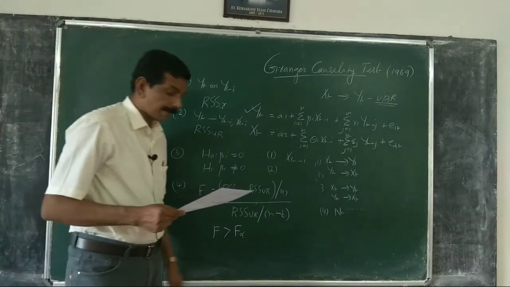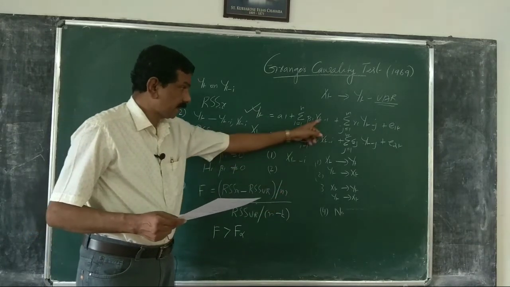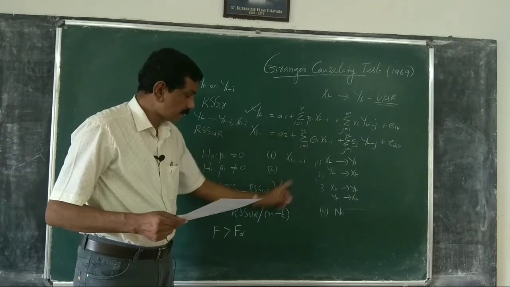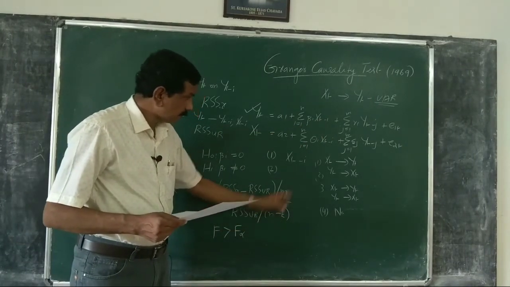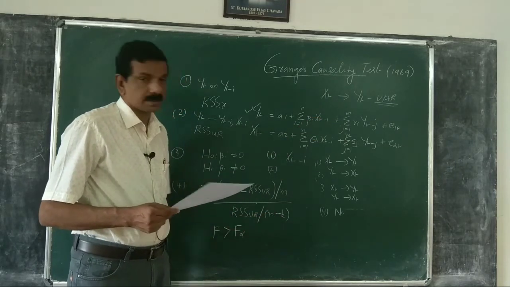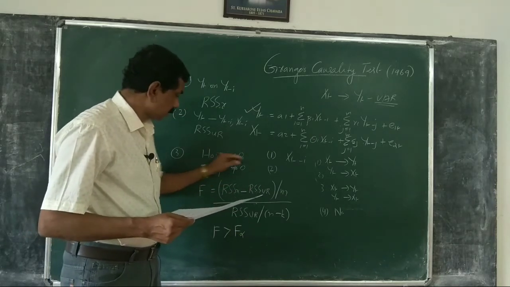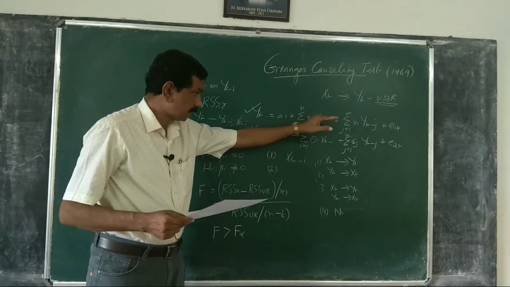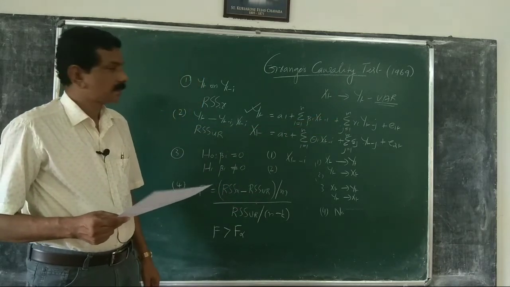Now here, this m is the number of lagged terms in x. m is the number of lagged terms, and k is the number of parameters in the unrestricted regression. n is the sample size. So if F is greater than F alpha, reject H0, we will conclude that xt Granger causes yt.